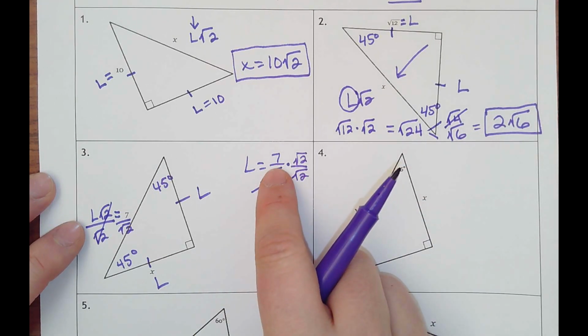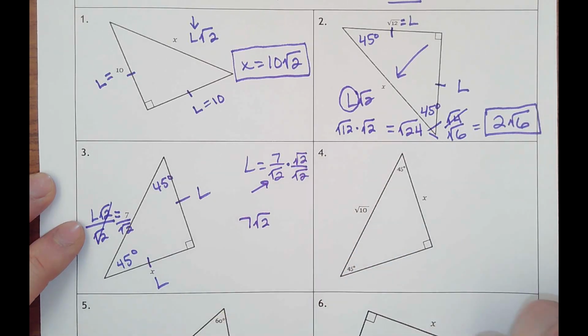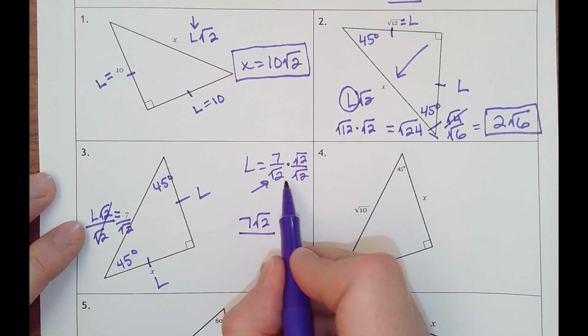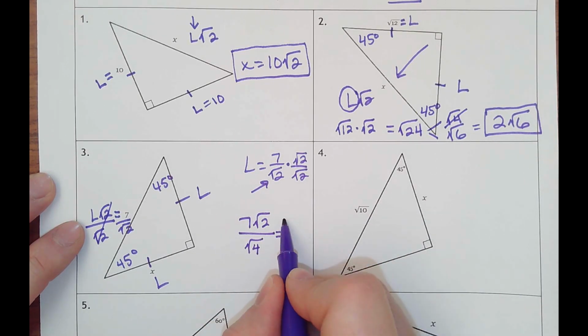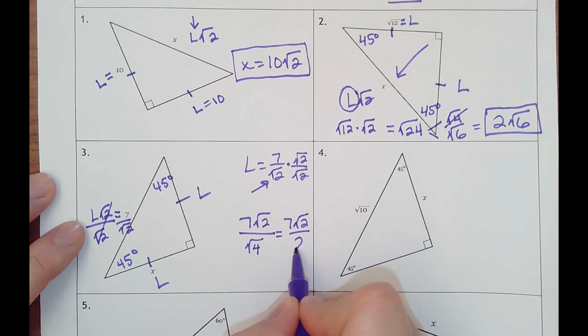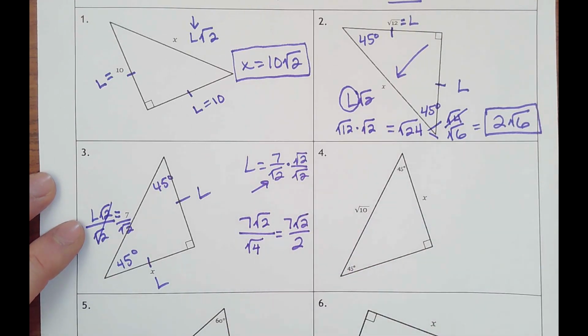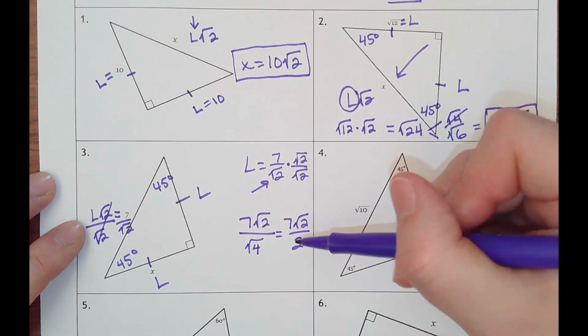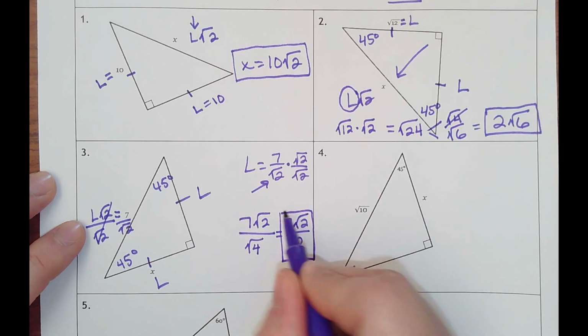Then I multiply straight across, so I get 7 times square root of 2. And then over, this would be square root of 2 times square root of 2, which is square root of 4, which is actually just 2. Right? Because 2 times 2 makes 4. So whenever I have a number times itself under a radical, it actually just becomes that number. And then you would just make sure you can't reduce 7 over 2, which you can't. So now this is what they're wanting for L.